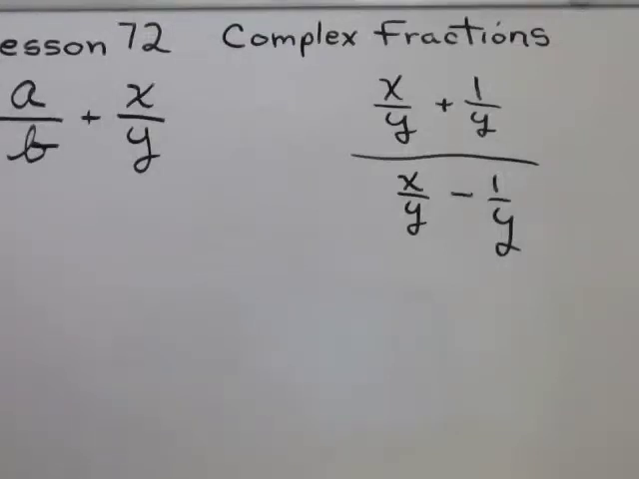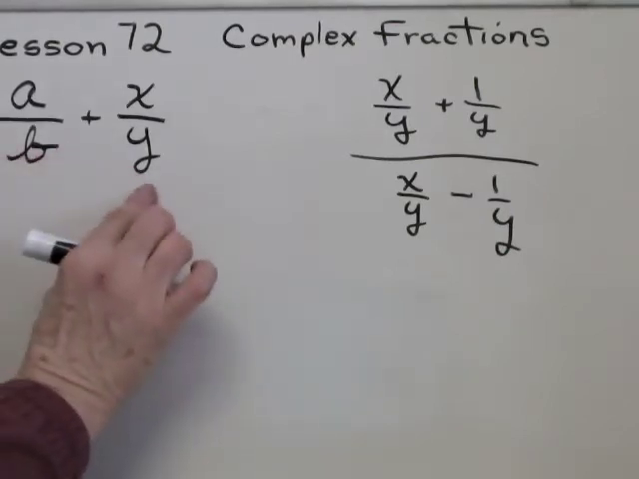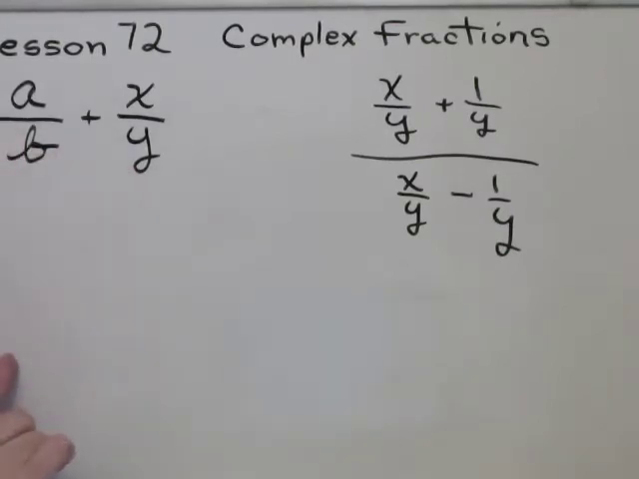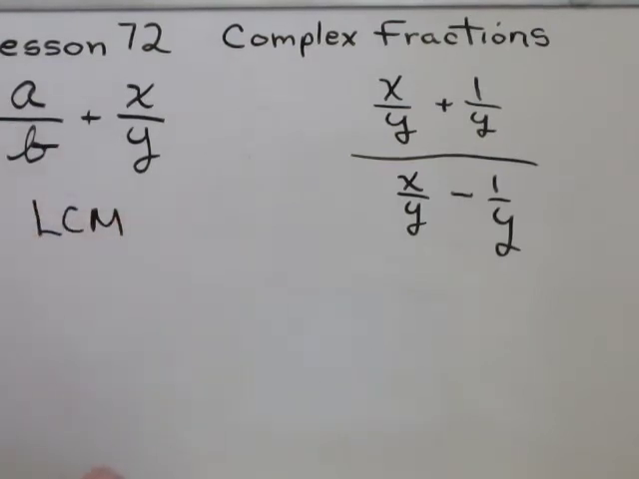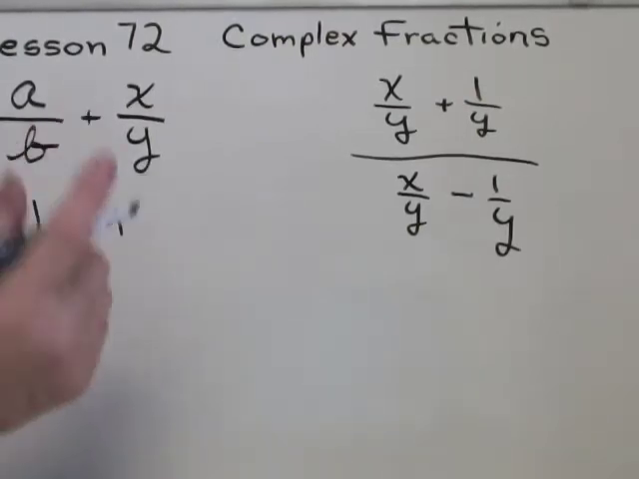Okay, complex fractions. First thing I want to do is show an example of adding fractions. You notice these two fractions have different denominators, and to add fractions, the denominators need to be the same. So you have to find what's called the LCM, right? So what's the LCM for these two fractions? How about BY?